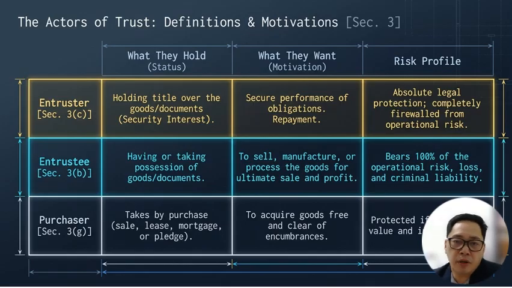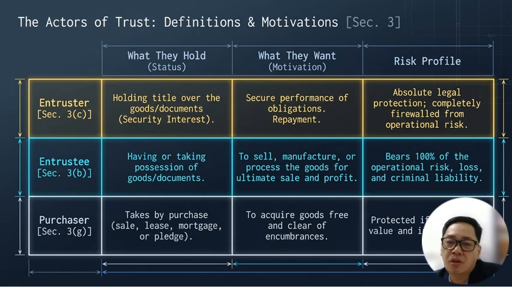Section 3 of the law defines the actors and outlines the legal mechanisms that drive their motivations. First, the entrustor. The entrustor is defined as a person who holds the title over the goods, documents, or instruments that are the subject of the trust receipt transaction, as well as any successor in interest. The motivation: the entrustor participates to provide financing while remaining protected. Their primary motivation is to establish a security interest.